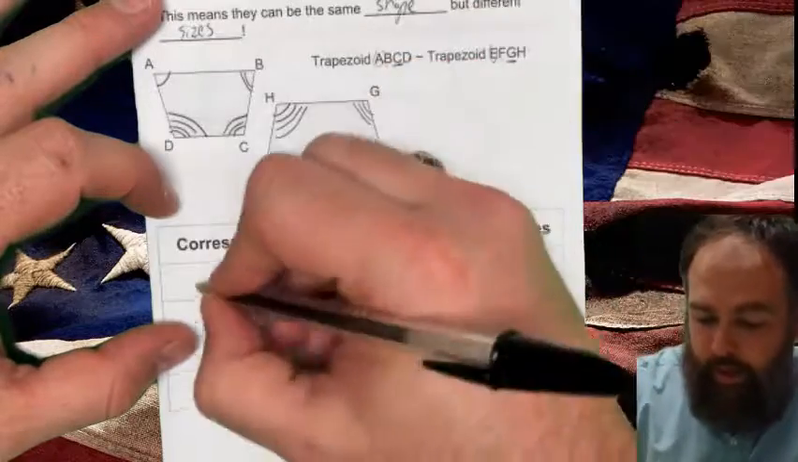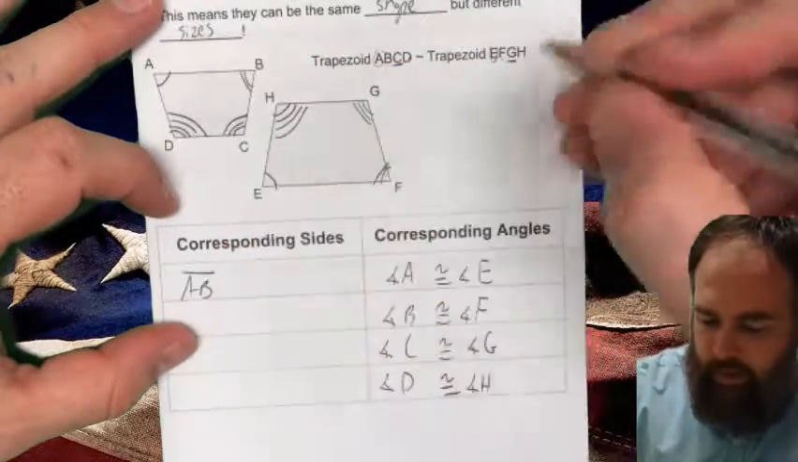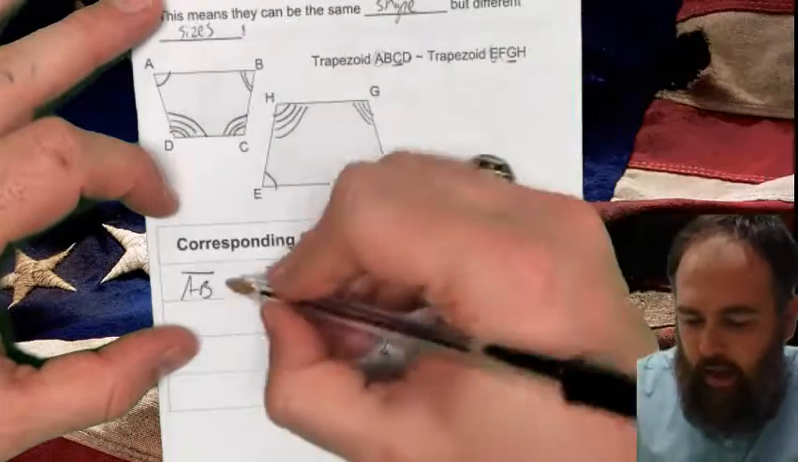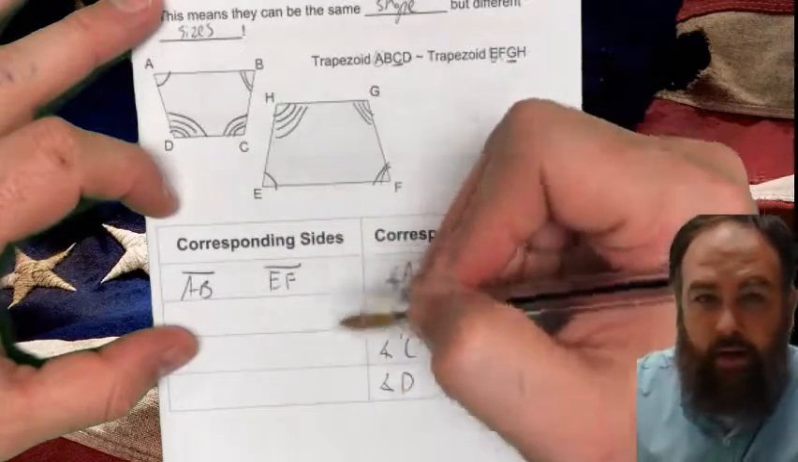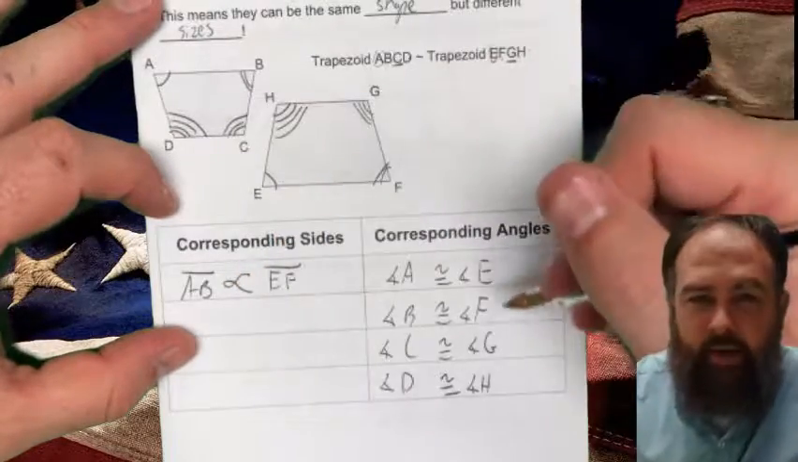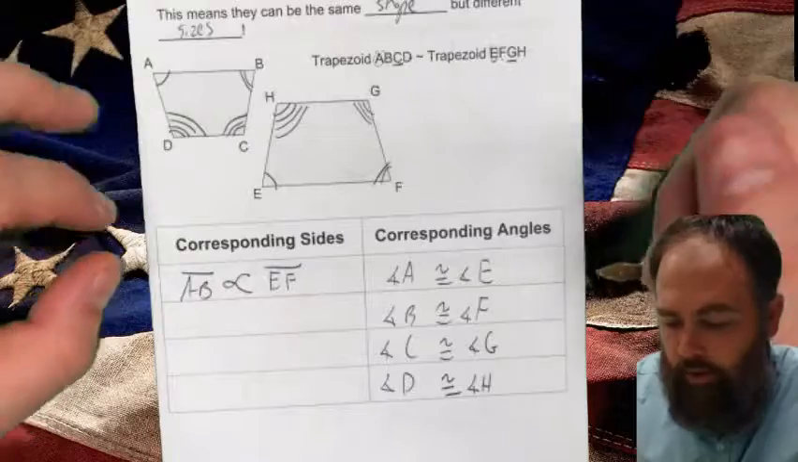So we start with side AB and side EF. Side AB and EF are not equal to each other, but they are proportional, which means I could set up a proportion and the whole thing would work out.